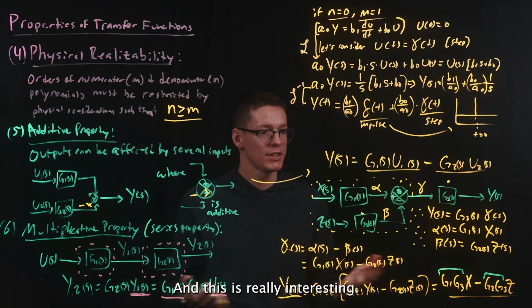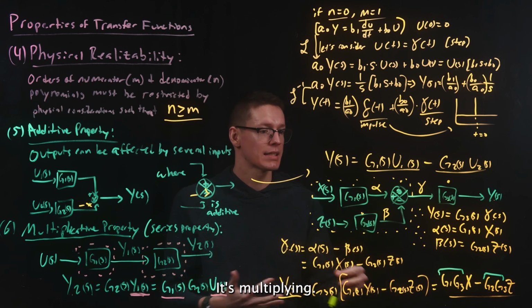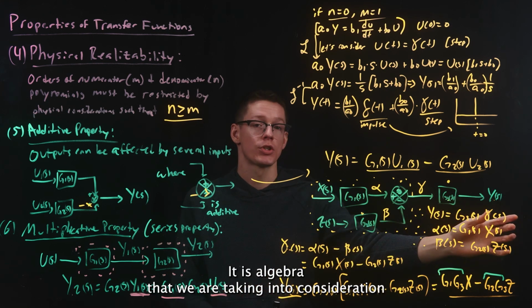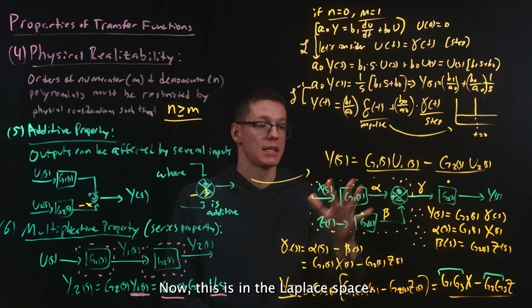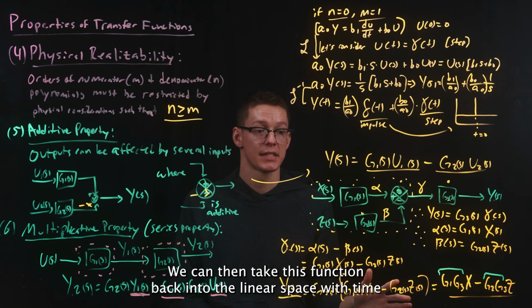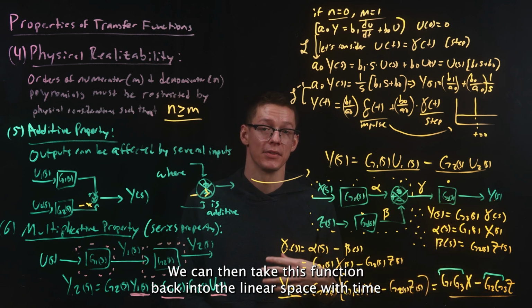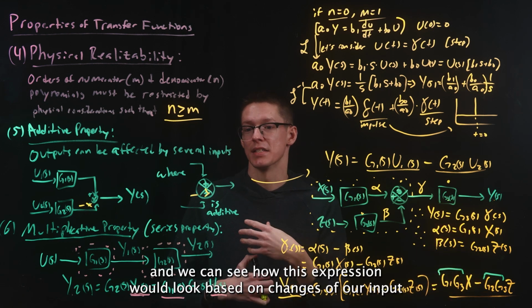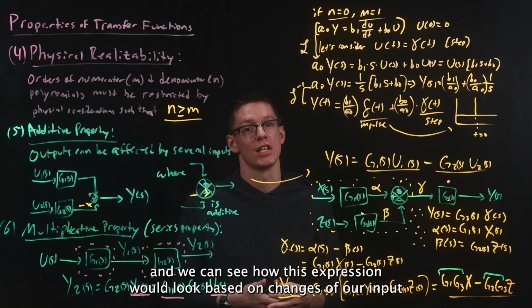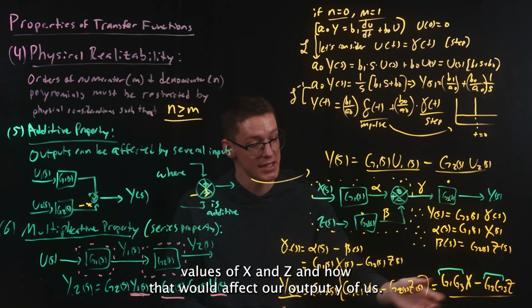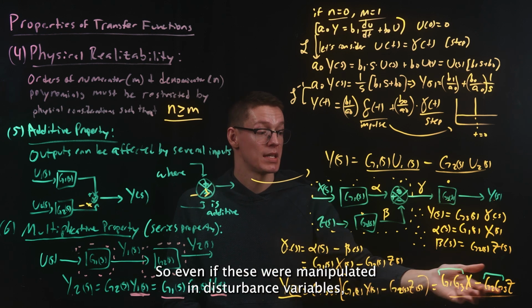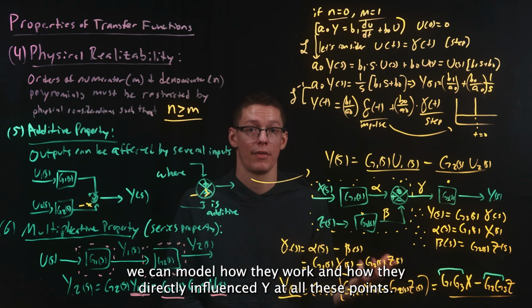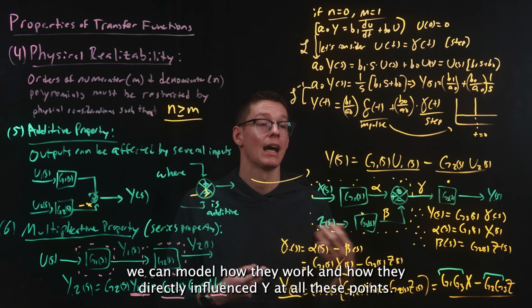And this is really interesting. This is really just adding and subtracting, it's multiplying. It is algebra that we are taking into consideration so that we can do some really impressive calculations. Now, this is in the Laplace space. We can then take this function back into the linear space with time, and we can see how this expression would look based on changes of our input values of x and z, and how that would affect our output y of s. So even if these were manipulated in disturbance variables, we can model how they work and how they directly influence y at all these points.